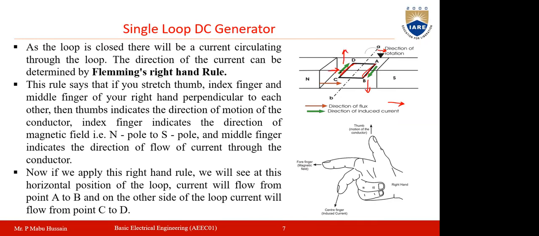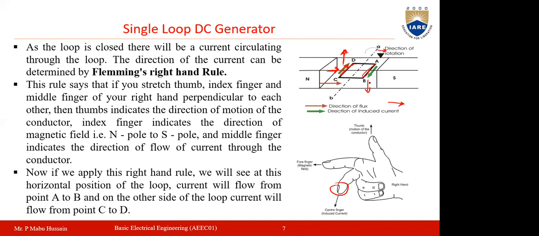Now, the direction of current. You point your thumb towards the motion, that means the upward side. Then the index finger points to this side. So the direction of current inside CD will be in this direction according to this finger. Or you keep your hands and observe it.